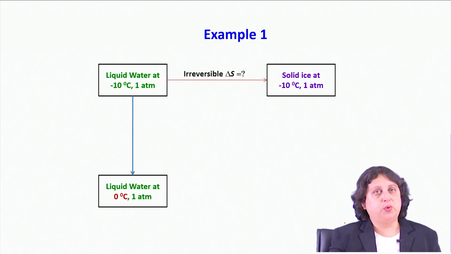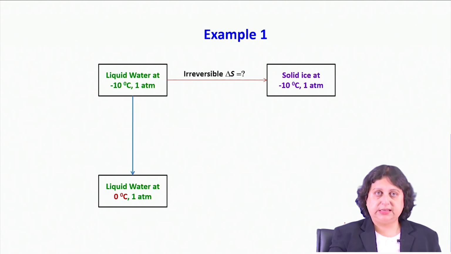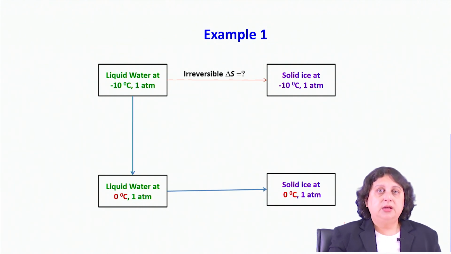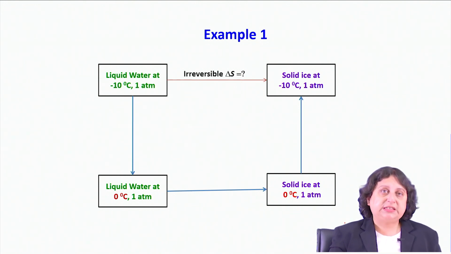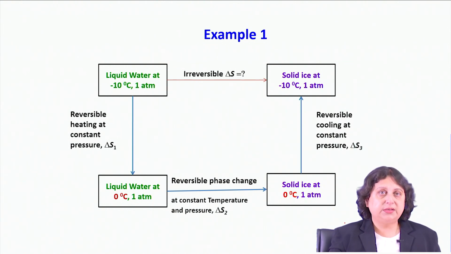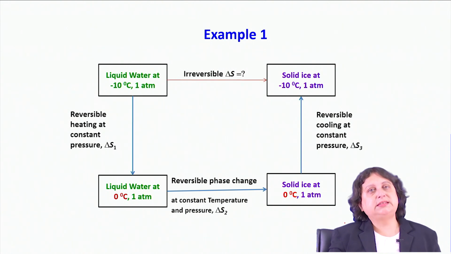We can heat up the liquid water from -10 degrees centigrade to 0 degrees centigrade at constant pressure. So this is a thought experiment, not an actual one. And then you can allow the liquid water to freeze at 0 degrees centigrade and then allow it to cool down to -10 degrees centigrade. So what are the three steps that I have included in my thought experiment? The first one is a reversible heating at constant pressure, which will give you delta S1. The second step involves a reversible phase change at constant temperature and pressure. That will give you delta S2. And the third step is the reversible cooling at constant pressure. Once again, you can find out what delta S3 is.